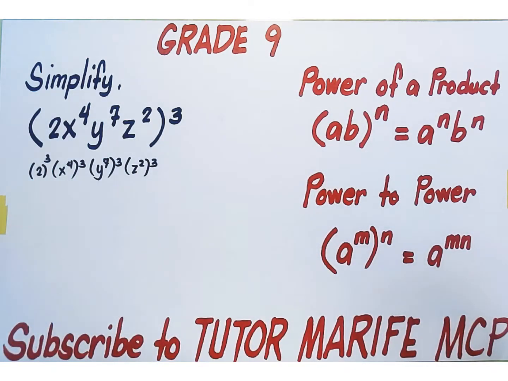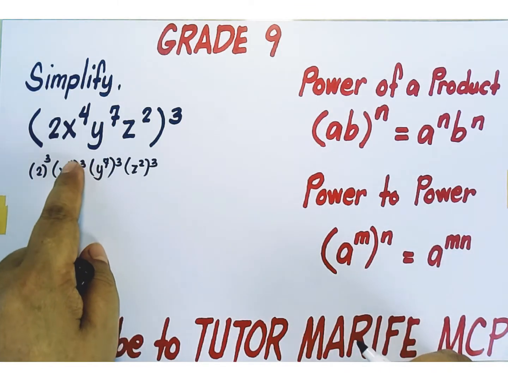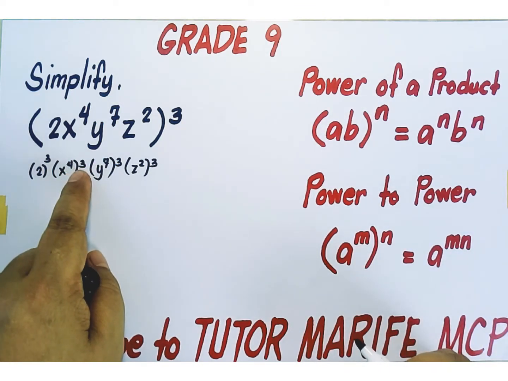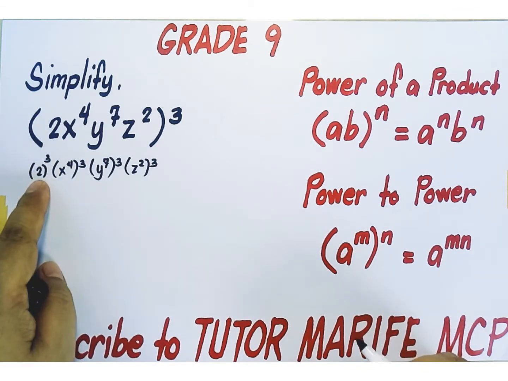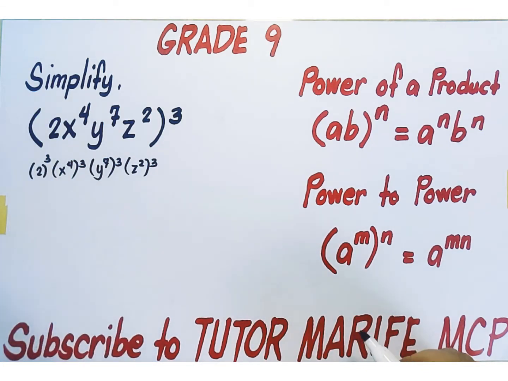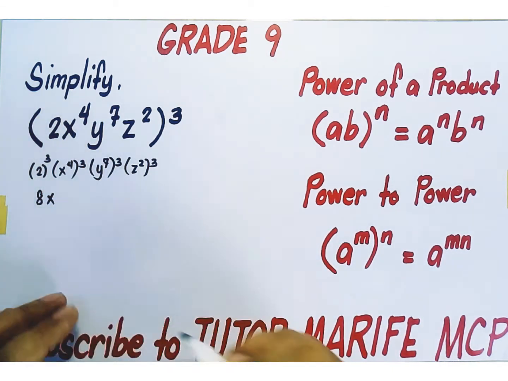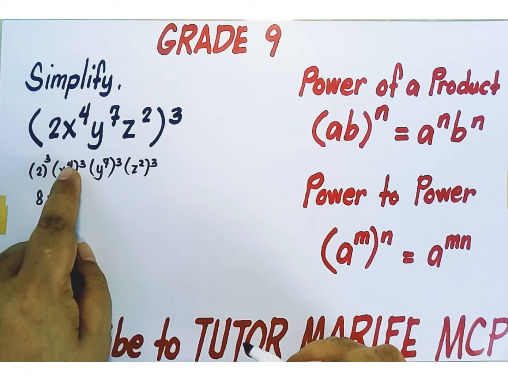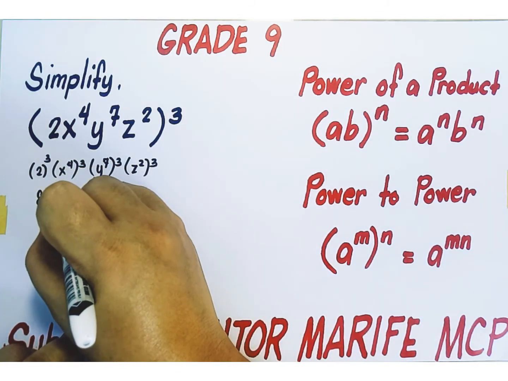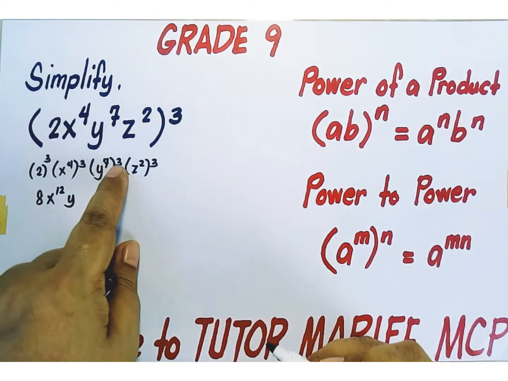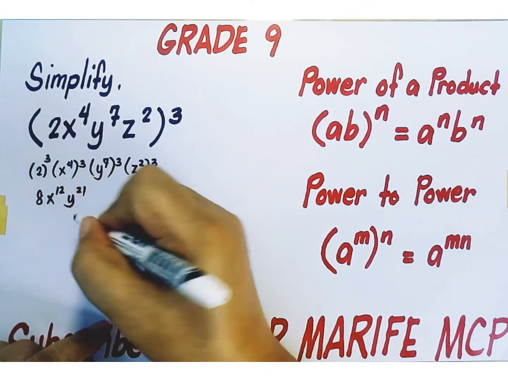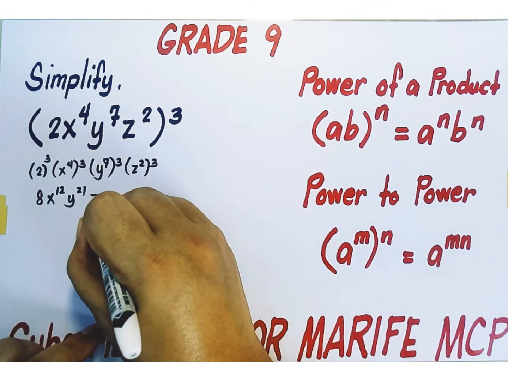By application of power to power rule, let's combine the exponents into 1 by multiplying them together. For this one, evaluate 2 cubed. 2 cubed means 2 times 2 times 2, it's equal to 8. Multiply the exponents. 4 times 3 is equal to 12. 7 times 3 equals 21. 2 times 3 equals 6.